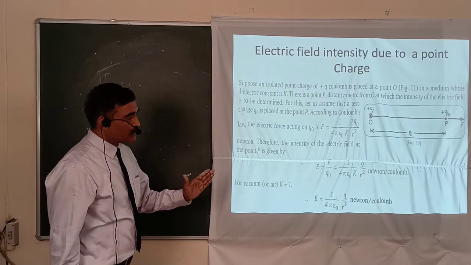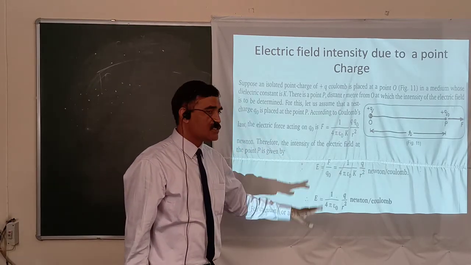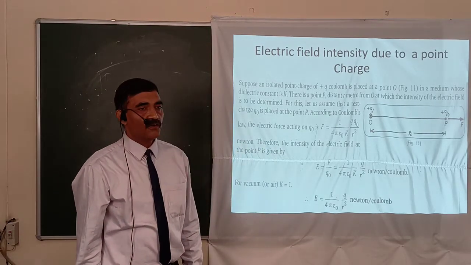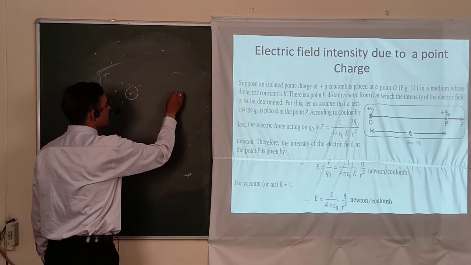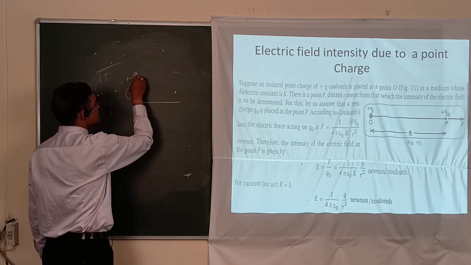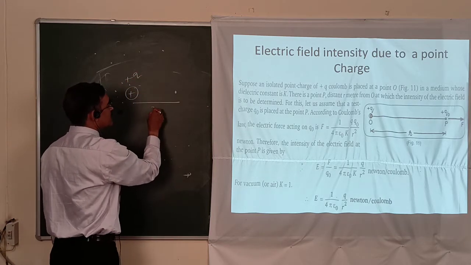So the electric field depends upon the magnitude of the charge as well as on the distance of that point from the charge. Now one more thing, if the charge is positive, suppose plus Q charge is placed over here and this is the point P at a distance R.